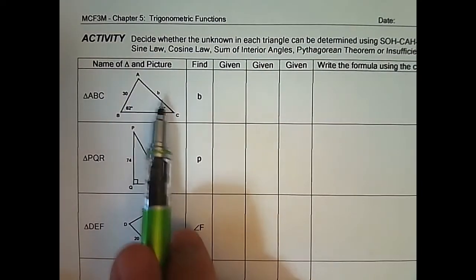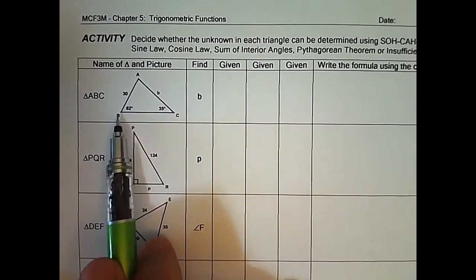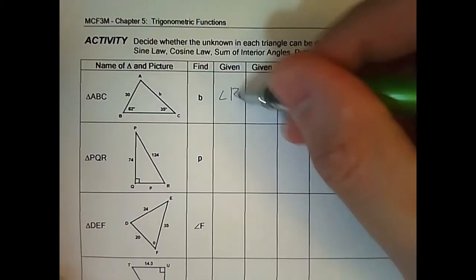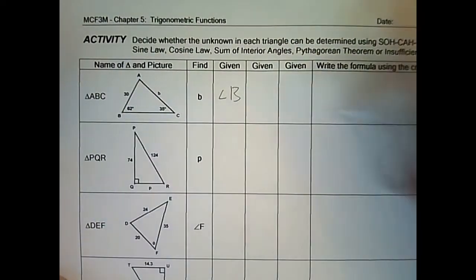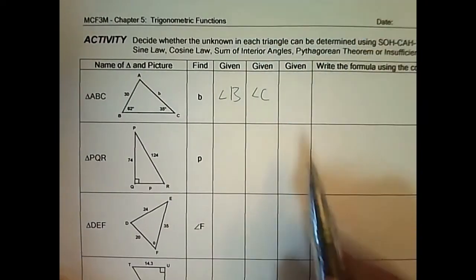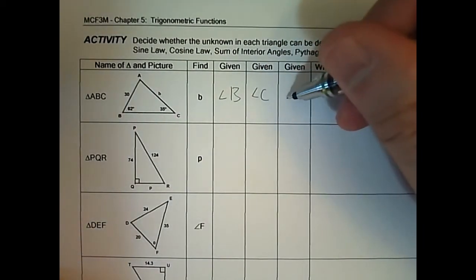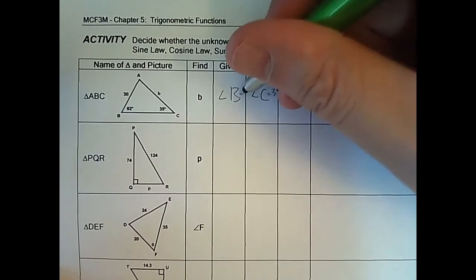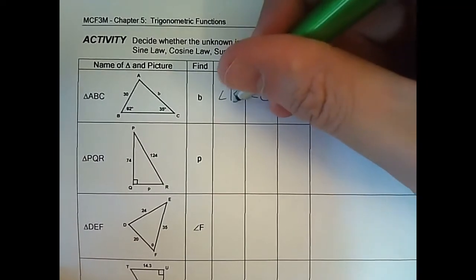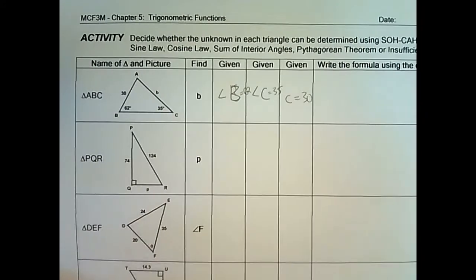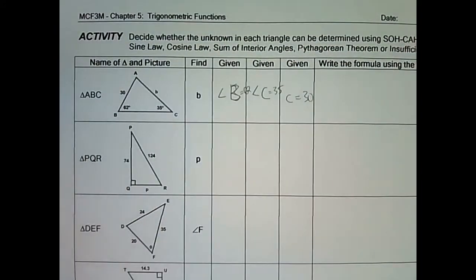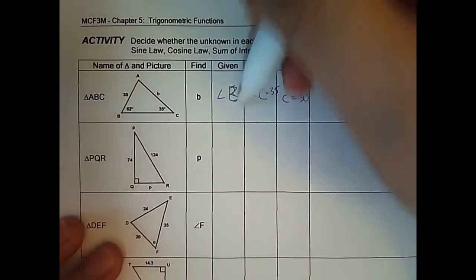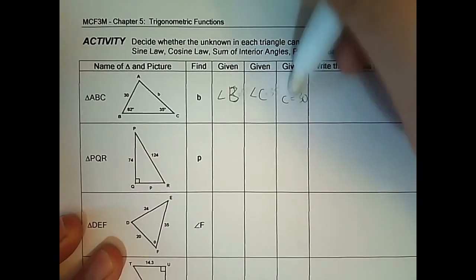So they want us to find side B. Now what are we given? Well, we're given angle B, we're given angle C, and then we're given side C, so lowercase c, which is 30. I guess we're not going to be solving it, so I don't really need the numbers. We actually don't need the numbers, so I'm going to erase them. So we know that information.